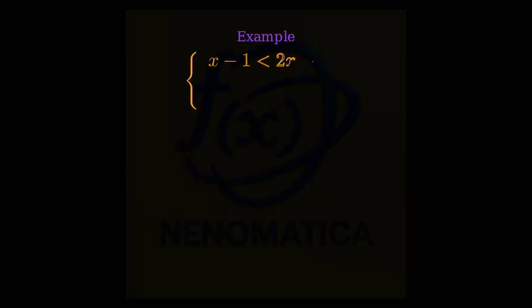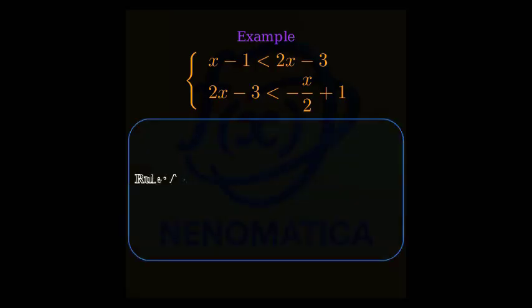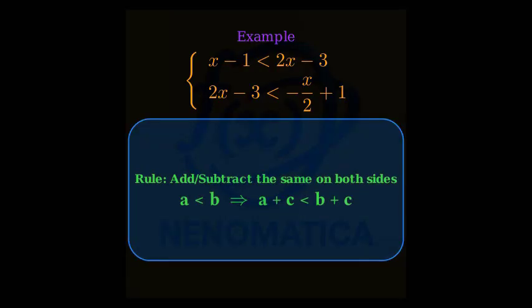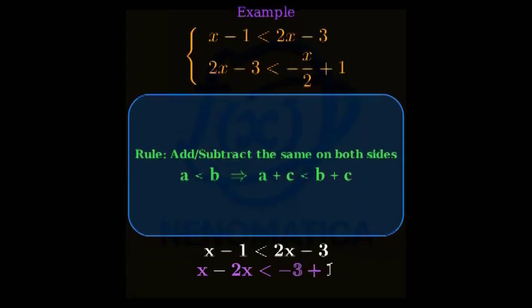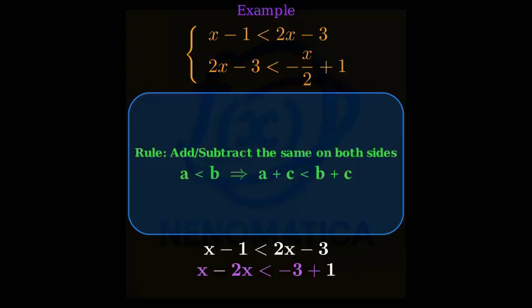Example: we will solve the system of inequalities shown in the image step by step, following the exact algebraic moves displayed. Step 1. Solve the first inequality. x minus 1 is less than 2x minus 3. We use the rule add or subtract the same quantity on both sides. Move all x terms to one side and constants to the other.